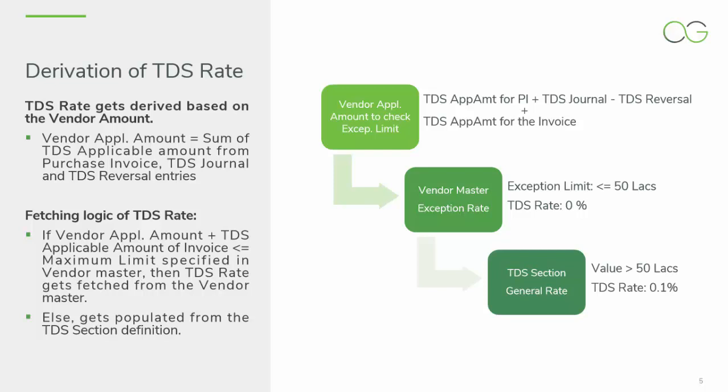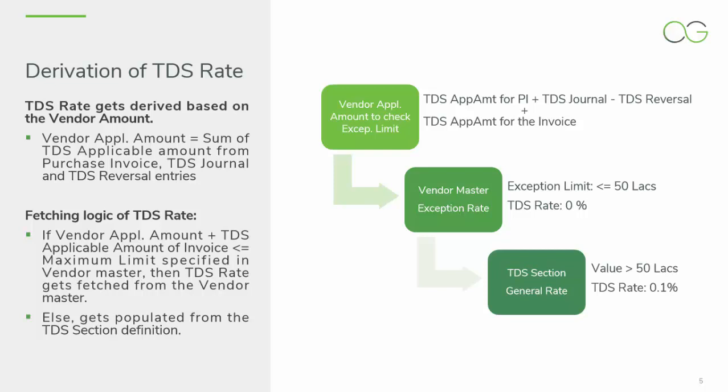Now after the version update, as TDS is not applied on any goods, the TDS applicable amount for purchase invoices will be 0, and for those TDS sections, TDS journals and reversal entries will also be 0. So initially the total applicable amount will be 0, and henceforth that will get accumulated with the creation of each purchase invoice and TDS journal. So the system will check the sum of applicable amount for all the purchase invoices that are made and all the TDS journals that are made manually, or deducting from that, the TDS reversal entries that are created.